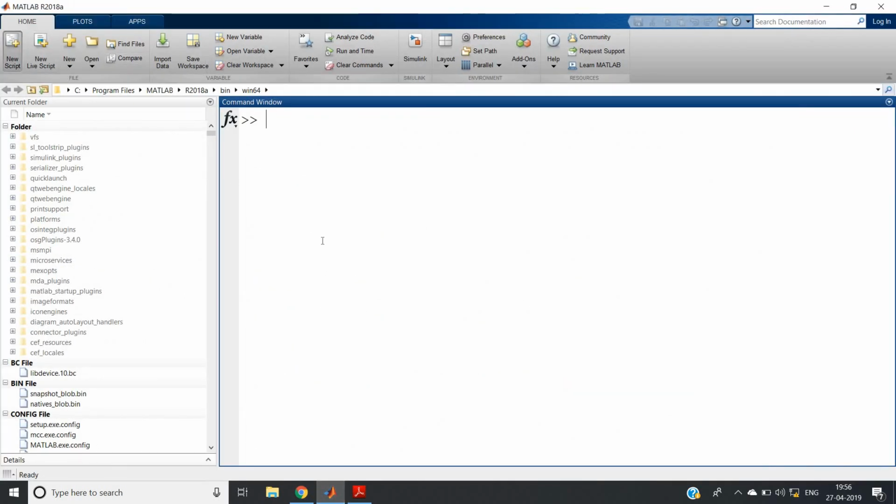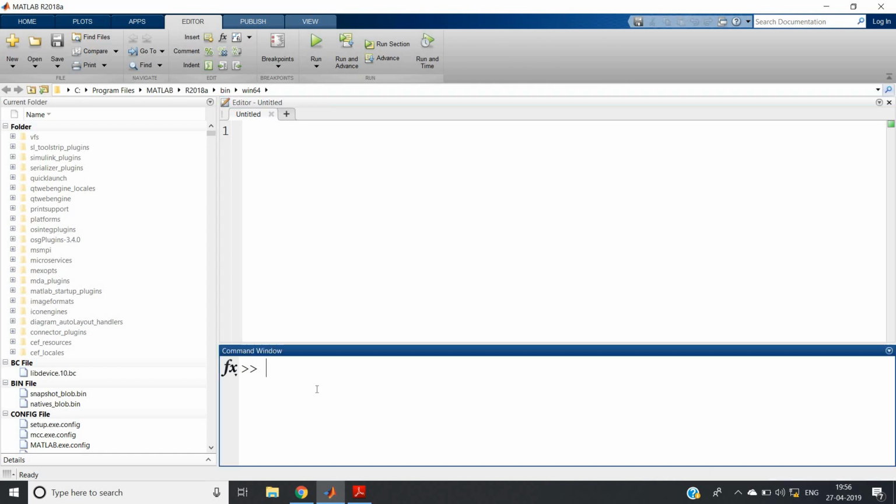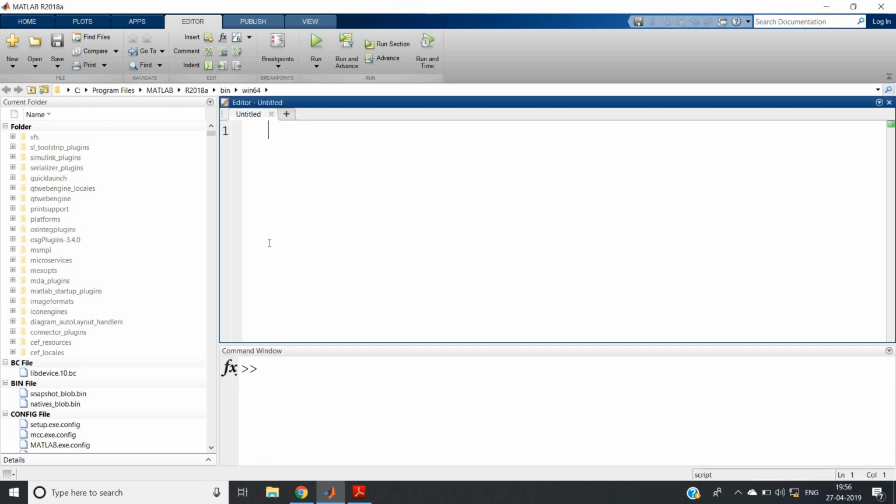First let me open the editor window. First let me warm up Matlab. 2 plus 3 is 5, 5 plus 6 is 11, fine. These things you should do before simulating one bigger code in Matlab. So first step, obviously you should know how to load an audio signal in Matlab. First of all, define the sampling frequency.